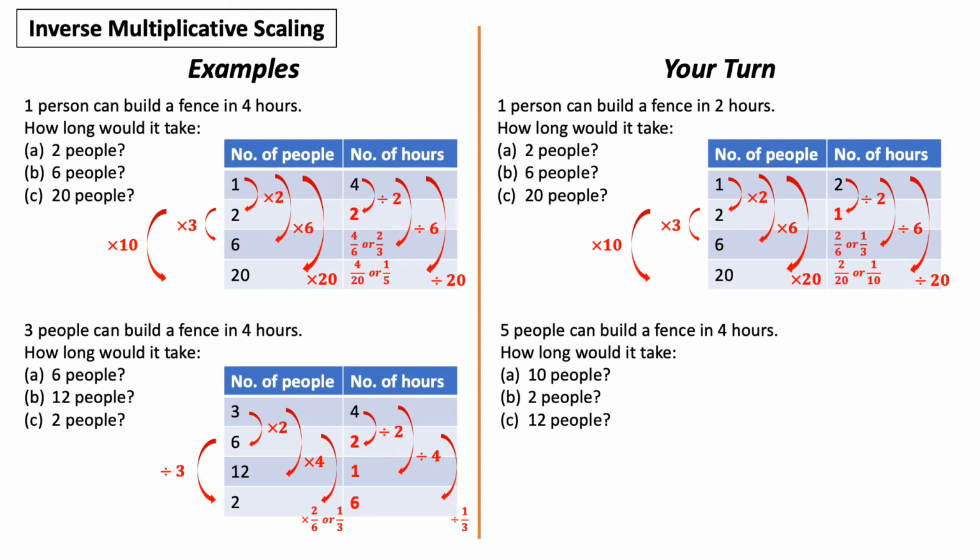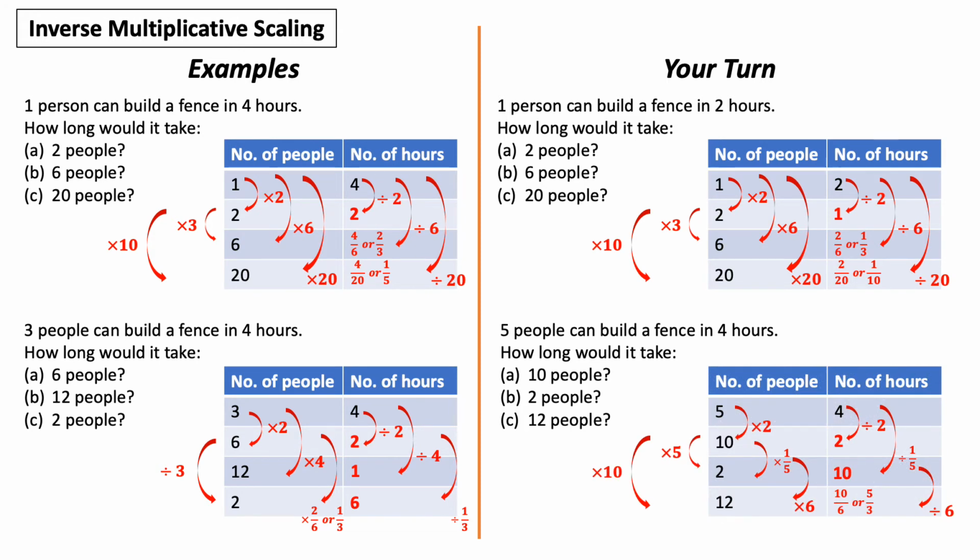Now, some of you might have spotted that in the first example, it takes 1 person 4 hours, and in the your turn, it takes 1 person 2 hours. So that person is twice as quick as the person in the first example. That actually means that all your answers are just going to be half the answers you got in the example. So if you did spot that, well done.